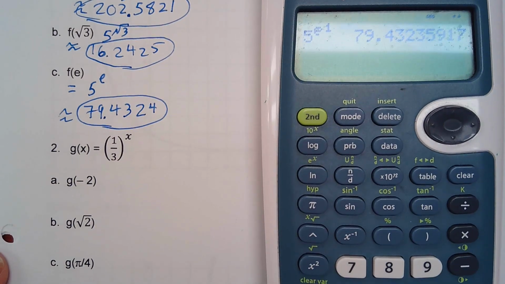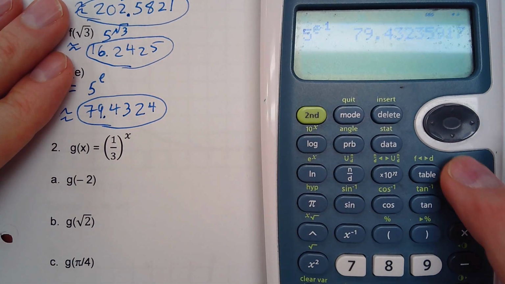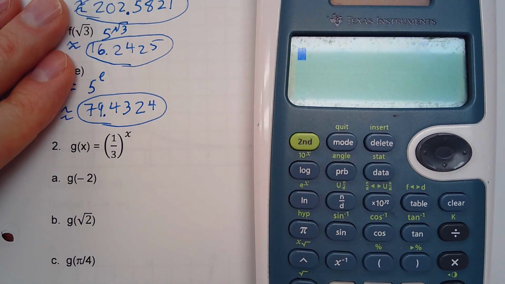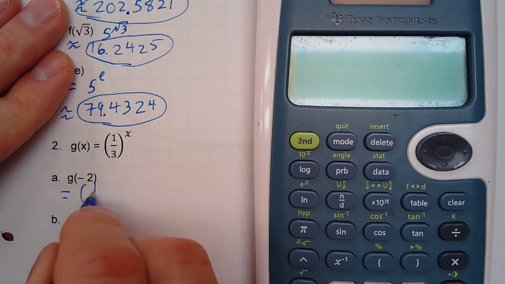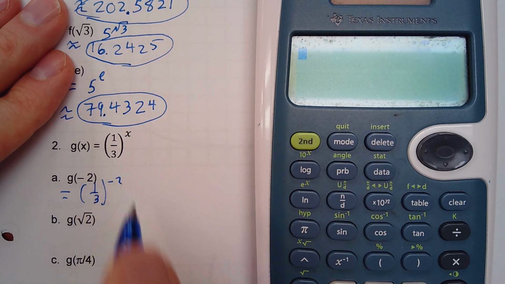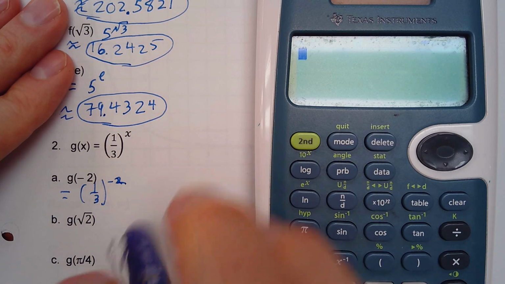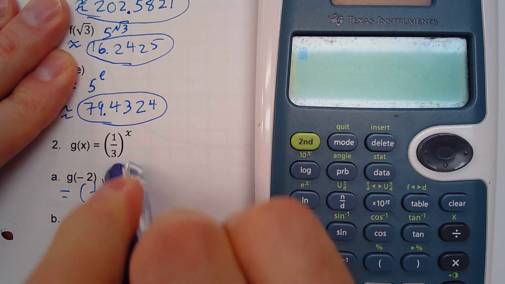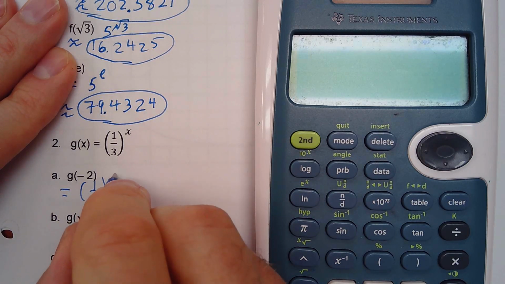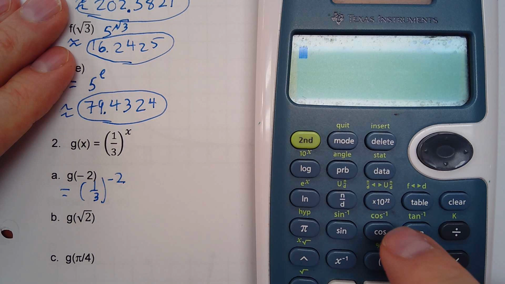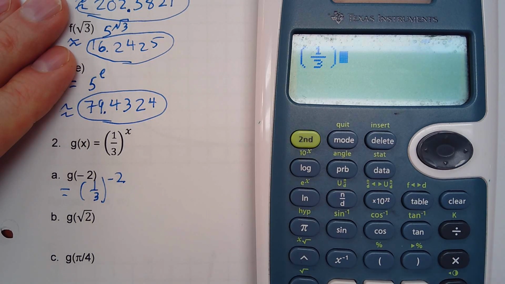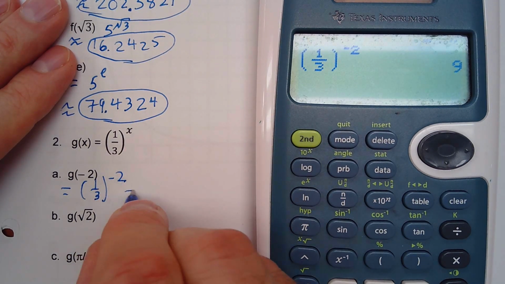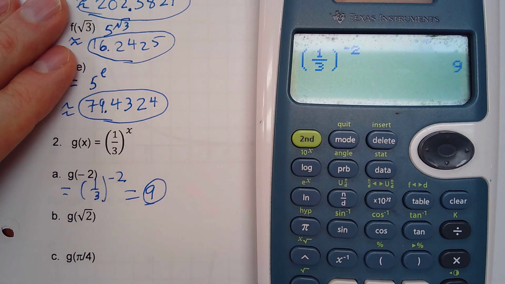All right, let's try this next one. All right, so now we're taking 1/3 and we're raising it to the negative 2. And some of you might realize that's just going to be 3 squared, which is 9. But if not, throw it in your calculator. And it gives you the answer. No rounding here on that one.